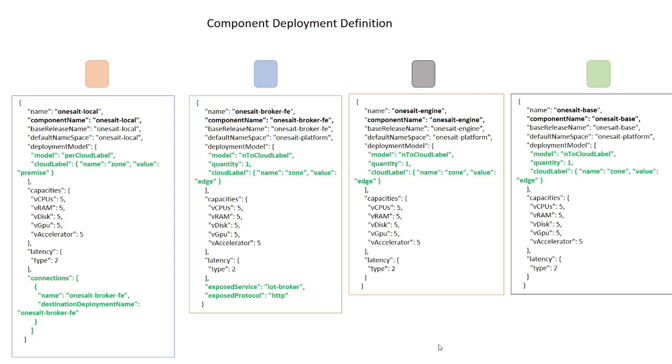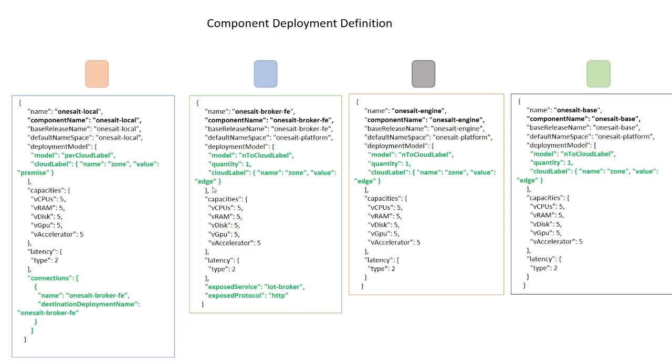It's time to define how the deployment should be performed. For each component, we need to define a deployment. So we mainly need to specify the name of the component to be deployed and the deployment model to be used. In our example, we'll use 2 deployment models: per cloud level and anti-cloud level. With the per cloud level model, the orchestrator will deploy a Helm chart instance in each cloud tagged with the indicated level in the deployment. For the anti-cloud level model, n instances, which are indicated in quantity, will be deployed across the set of clouds tagged with the indicated level in the deployment.